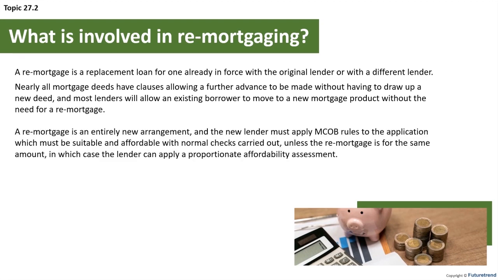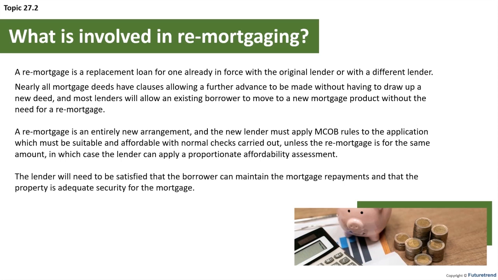A remortgage is an entirely new arrangement, and the new lender must apply MCOB rules to the application, which must be suitable and affordable with normal checks carried out, unless the remortgage is for the same amount, in which case the lender can apply a proportionate affordability assessment. The lender will need to be satisfied that the borrower can maintain the mortgage repayments and that the property is adequate security for the mortgage.